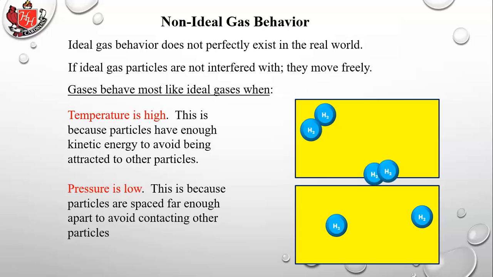The other thing is if the pressure is low. This is because the particles are spaced far enough apart to avoid contacting each other. So high temperature and low pressure make the gas act most like an ideal gas. If you have the opposite, low temperature and high pressure, the molecules will tend to want to stick together and bump into each other more, and they will not behave like an ideal gas.